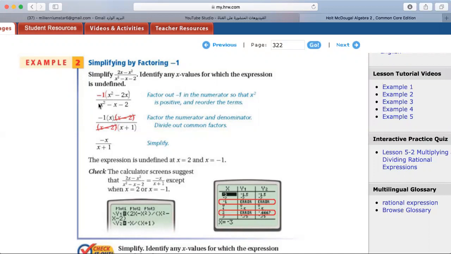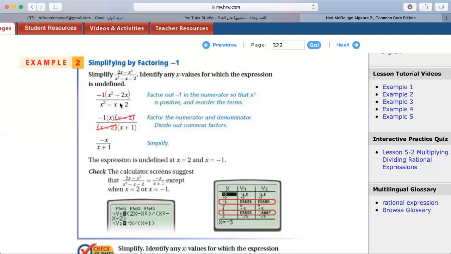So I'm going to factor out -1. In the original, it is 2x minus x squared. So I'm going to take out -1 as a common factor, and I'm going to reorder the terms and write the numerator again. So if I take out -1, it will be -1 multiplied by x squared minus 2x over x squared minus x minus 2.